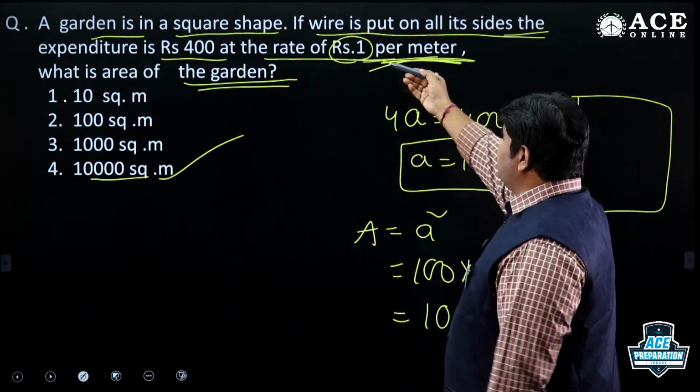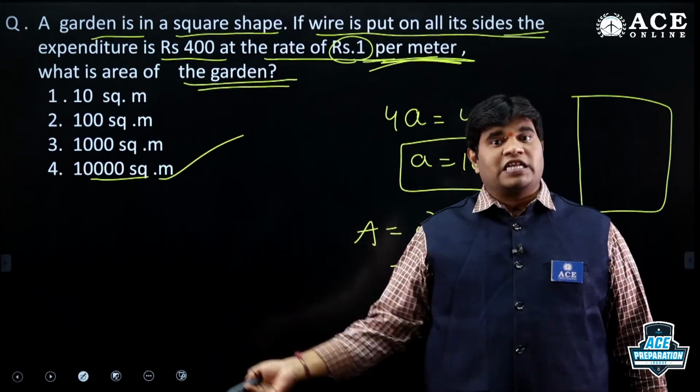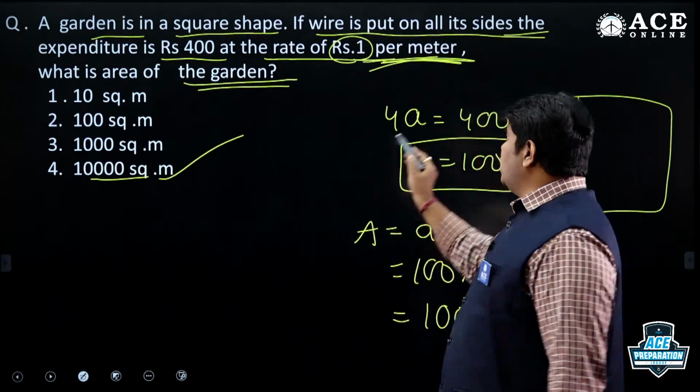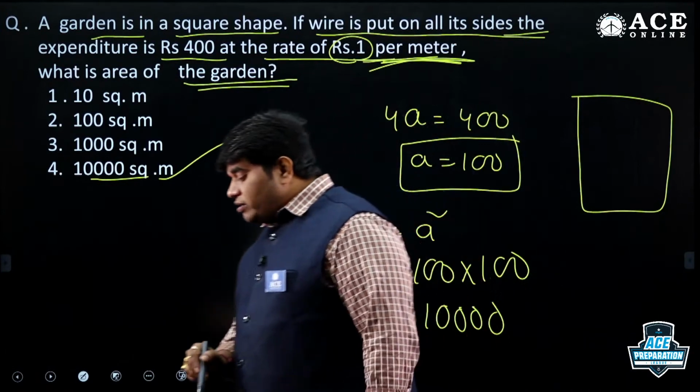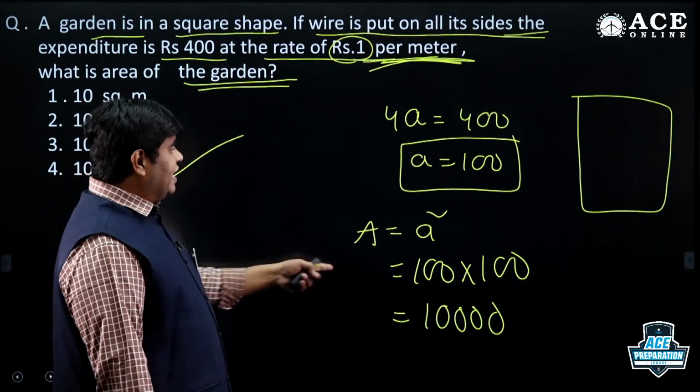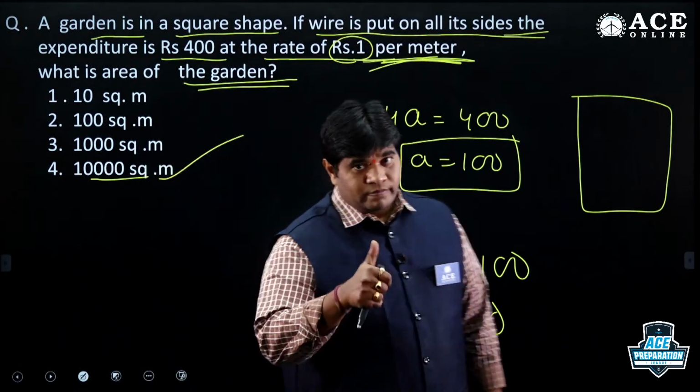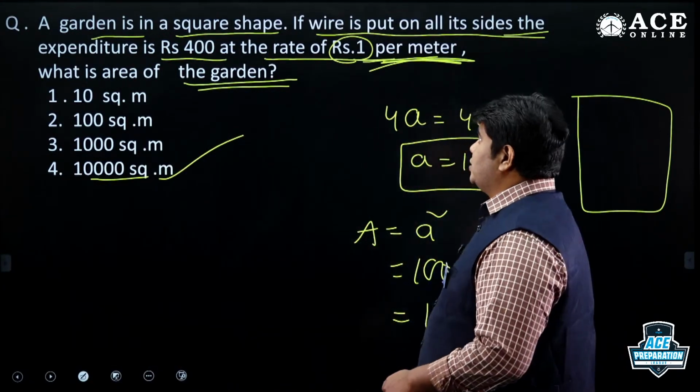Suppose here the rate is changed. Then we divide 400 by that rate and we get the perimeter. So 4A is equal to 400, A is equal to 100. Area, A square, 100 and 100, 4 zeros. Next one.